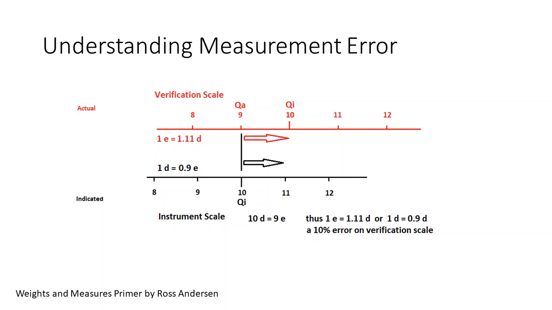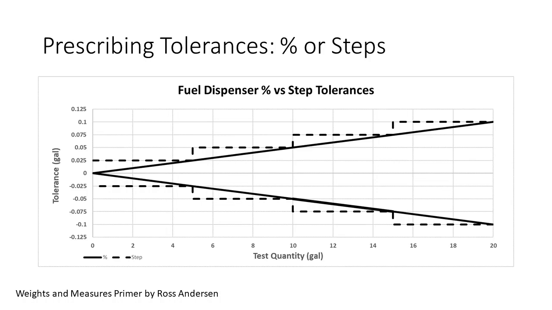By my count in Handbook 44, this is 21 codes in percent and 15 codes in steps. We need to grasp that both approaches address relative error and accomplish the same thing. In this graphic, the solid line shows the 0.5% tolerance for a fuel dispenser. The dashed line shows uniform steps of 0.025 gallon for each 5 gallon. They both describe 0.5% relative accuracy or 1 E per 200 E.